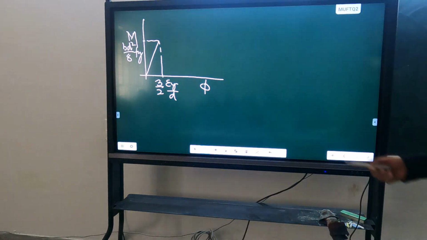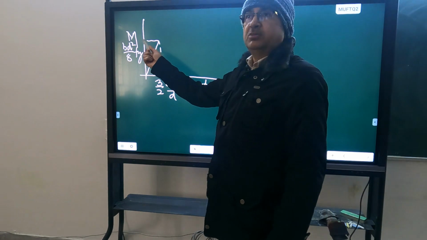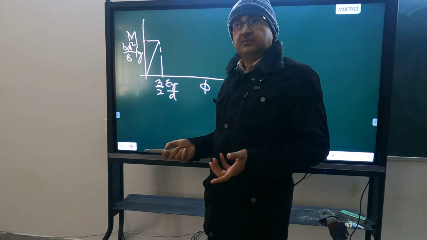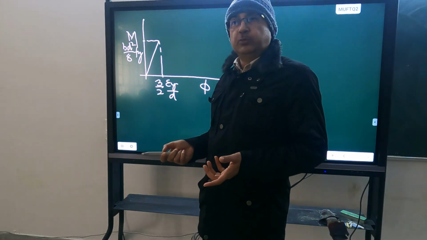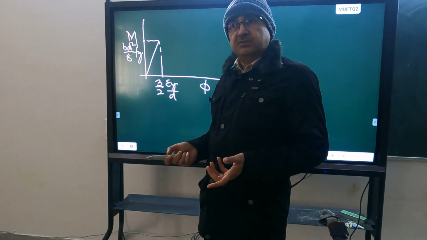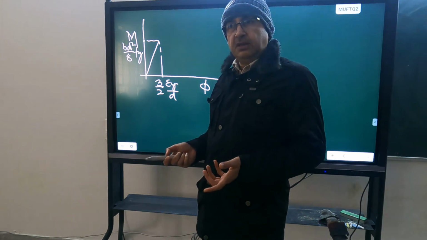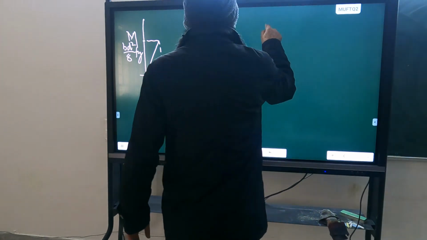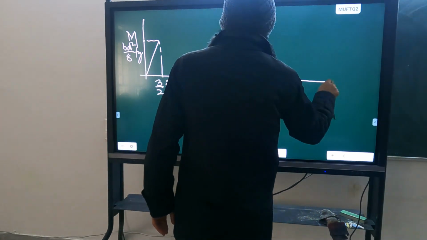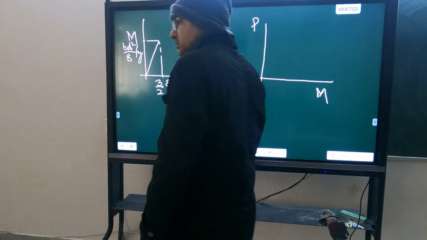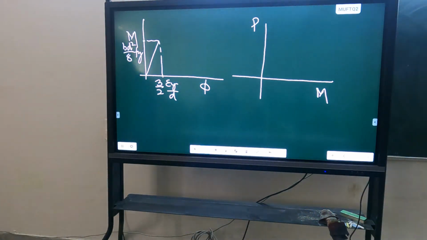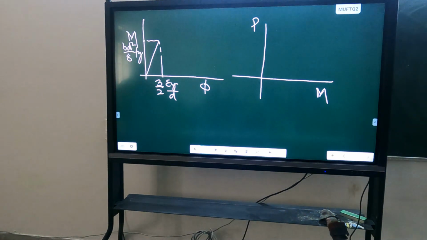One thing you notice here is that the yield moment has decreased. So if you have to plot the PM interaction curve in case of a steel rectangular section, you have already plotted the PM interaction curve for RCC. You know. What do you think? How will the shape look? Can you guess?